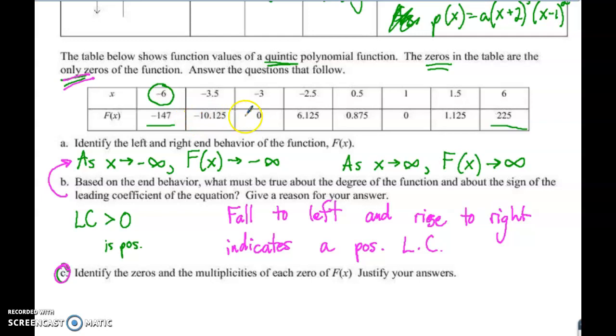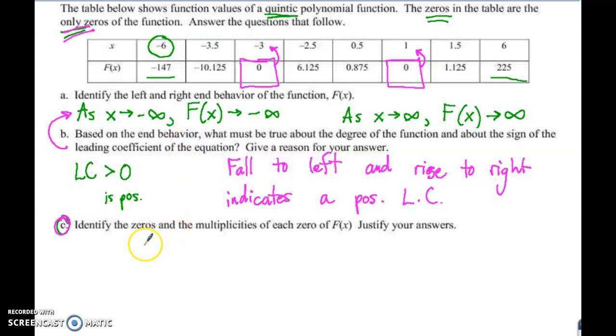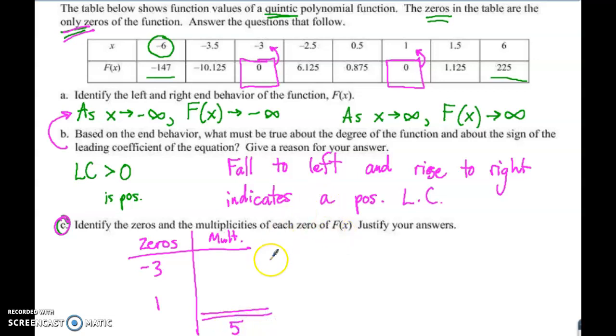So then let's identify the zeros, and since these are the only zeros, all you have to do is identify where the function equals 0, here and here. So the only zeros that we have are negative 3 and 1. So let's make it like a table, just like we had on the previous problem. I don't typically do this, but negative 3 and 1 are the only ones. So remember, the multiplicities must add up to equal 5.